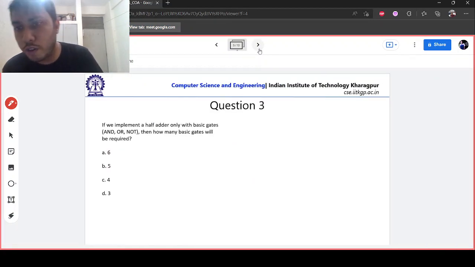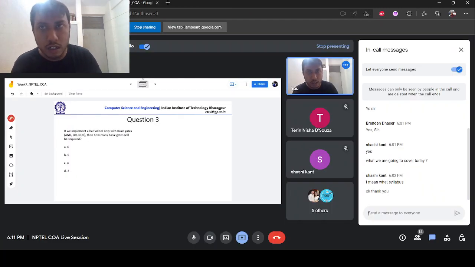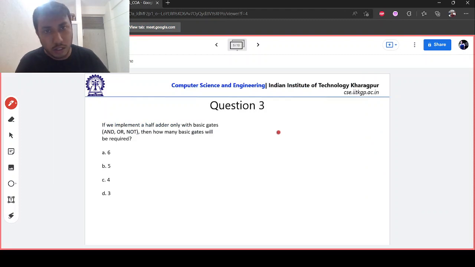The question is, if we implement a half adder with basic gates AND, OR, NOT, how many basic gates will be required? So you have been given a half adder and you need to implement it. How many basic gates will be required, that is AND, OR, NOT? So what is a half adder?